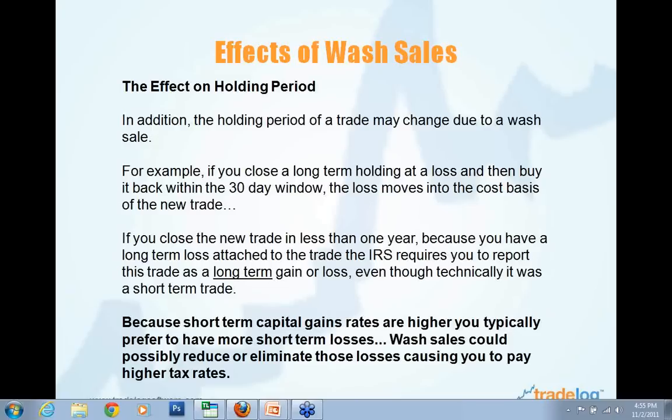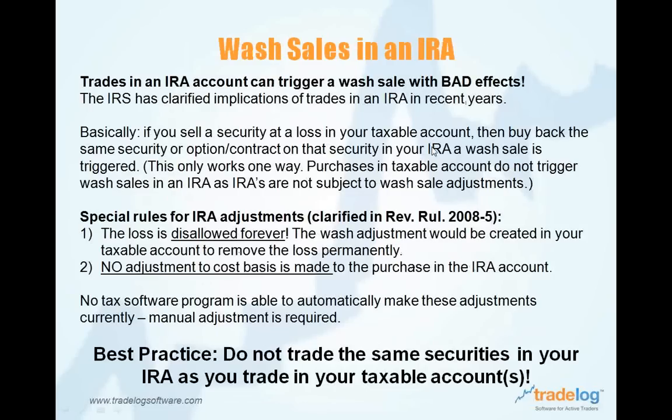Trades in an IRA account can trigger a wash sale with very bad effects. Now again, this is something that we've just gotten some clarification on in the last few years. Basically, here's what the IRS says will happen. If you sell a security at a loss in your taxable account, and then you buy back the same security or an option or contract on that security in your IRA within that 30-day window before or after, then a wash sale is triggered. Now this only works one way. Purchases in a taxable account do not trigger wash sales in an IRA because IRAs are not subject to wash sale adjustments. You don't report those on your Schedule D.